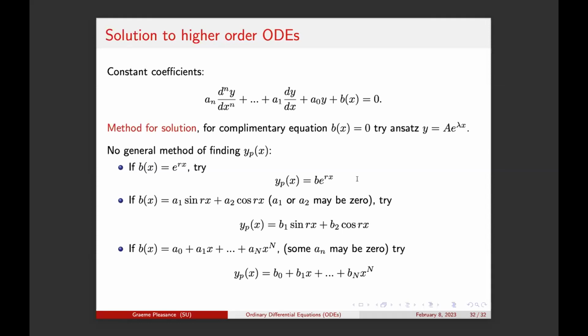And so the general idea is that, as I said, we first solve the equation assuming that our inhomogeneous term is 0. This just gives us the complementary part of the solution. Then we solve for the particular integral based on whatever our function b of x is. In each of these three cases, we try different trial ansatz for our particular integral.